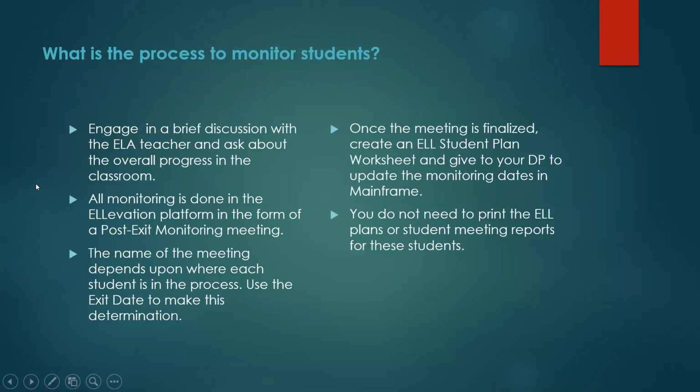So what is the process to monitor the students? First, you want to engage in a discussion with the ELA teacher and ask about the overall progress in the classroom. If everything is satisfactory, you would then hold a committee meeting in Elevation called a post-exit monitoring. The name of the meeting depends on where the student is in the process. Remember to use your report to make this decision.